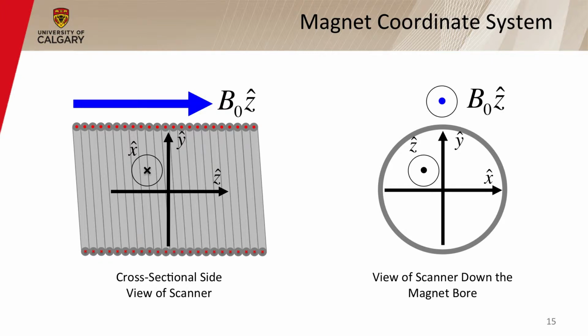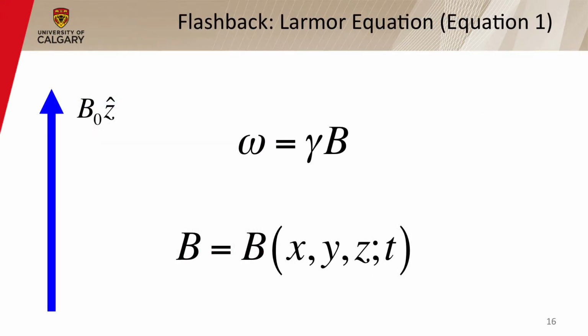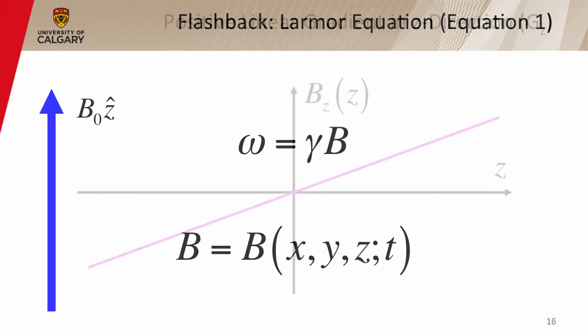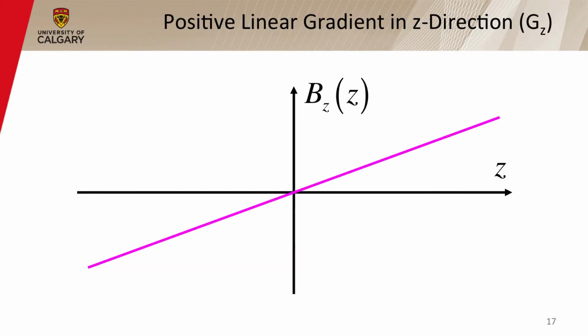Okay? And if you remember our Larmor equation way back from part 1, we talked about the fact that this precessional frequency is directly proportional to the magnetic field that we impart to the spins. So we already talked about B0, we talked about B1. Well, the idea with gradients is that now we take it a step further and we make the magnetic field experienced by the spins a function of not only time, but also X, Y, and Z. Okay? And the way we do that is by applying a gradient.